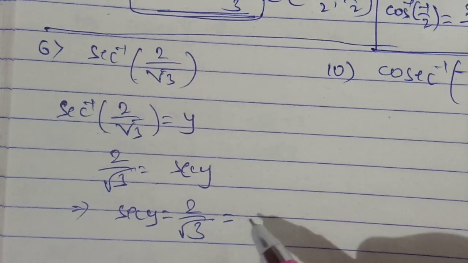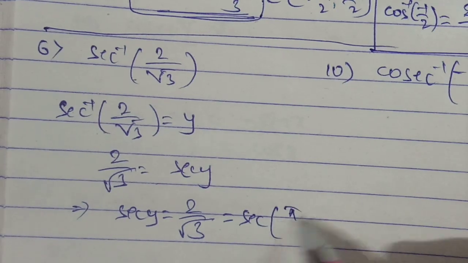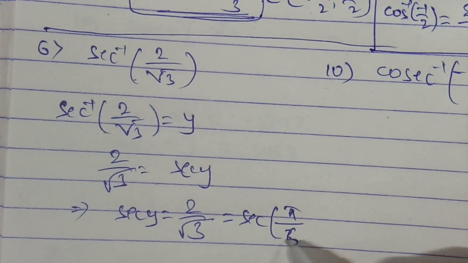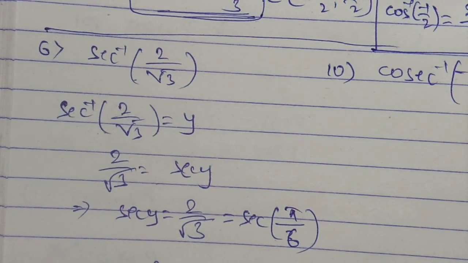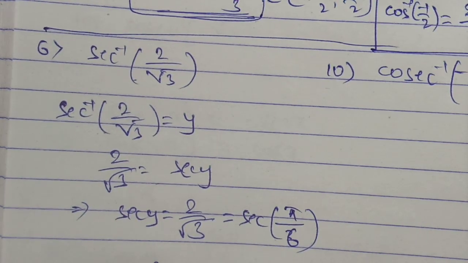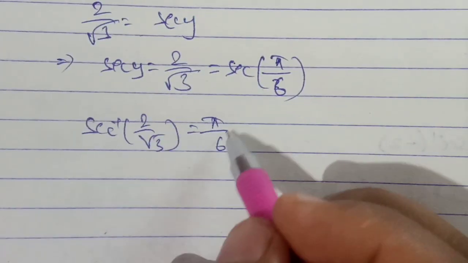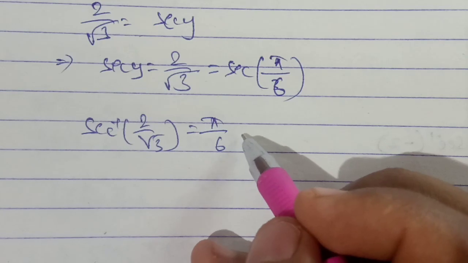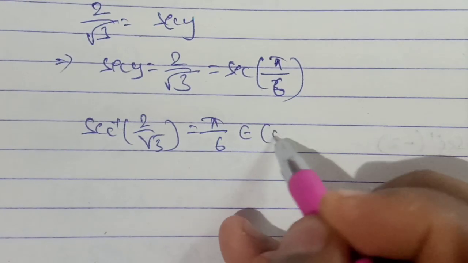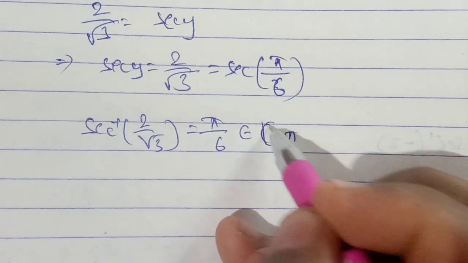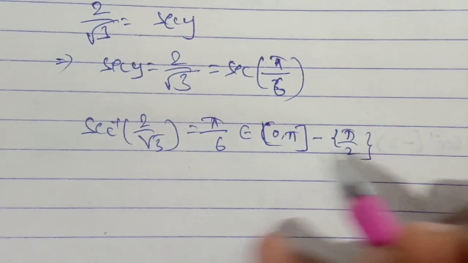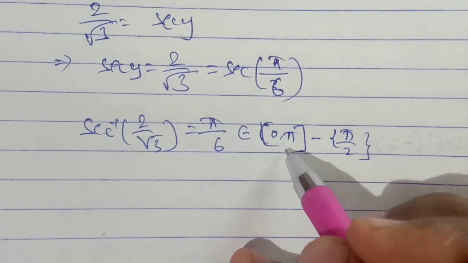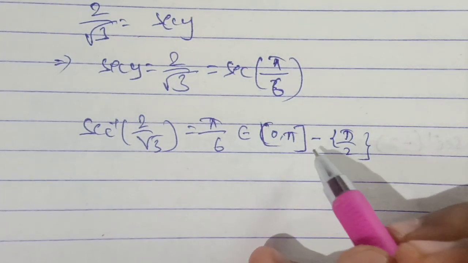That's why I can write this one as secant of pi by 6, secant 30. Here, y secant of 2 by root 3 is equal to pi by 3. Secant inverse of 2 by root 3 is equal to pi by 6. And clearly the secant theta range is the closed interval 0 comma pi minus pi by 2. Clearly the 30 value lies between 0 comma 180.